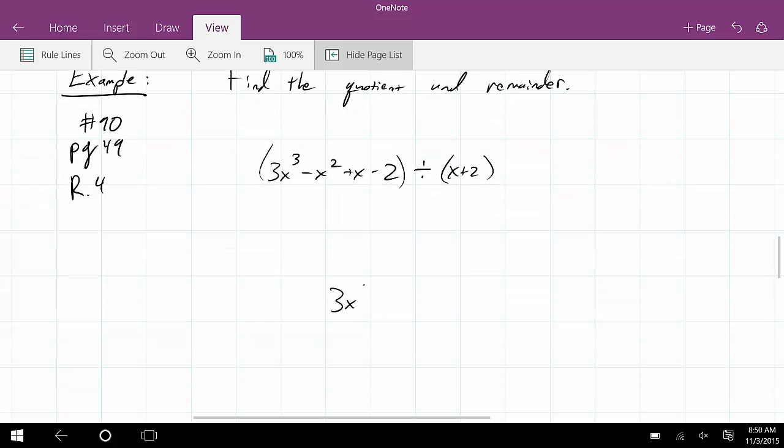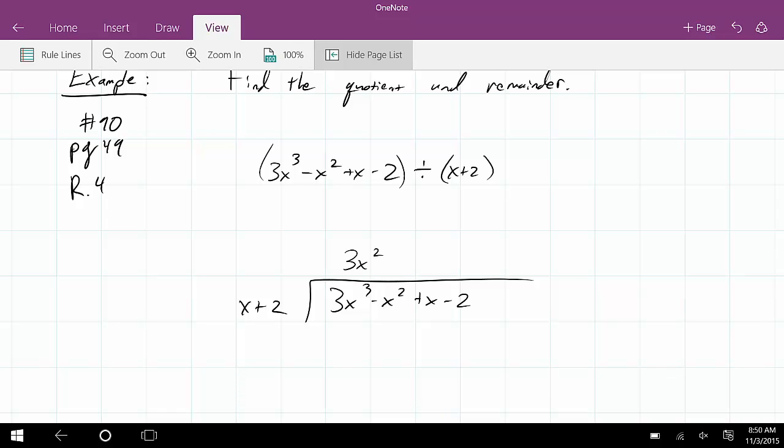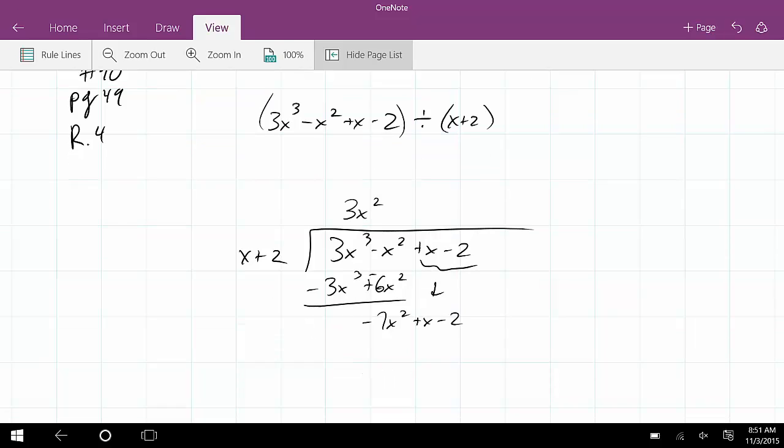We have 3x cubed minus x squared plus x minus 2, and we're going to divide it by x plus 2. What do I need to multiply x by to give me 3x cubed? I need to multiply it by 3x squared. 3x squared times x is 3x cubed. 3x squared times 2 is going to give me 6x squared. Now I'm going to change all my signs, and I'm going to add down, and I'm going to have 0, and this is going to be negative 7x squared, and then this you can bring down, and it's going to be plus x minus 2.